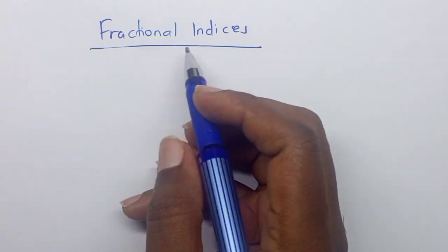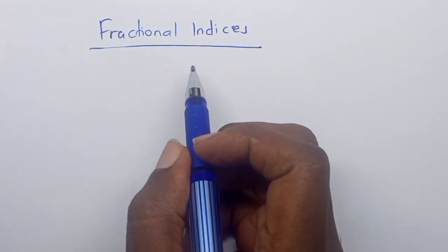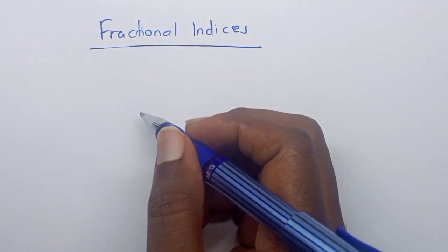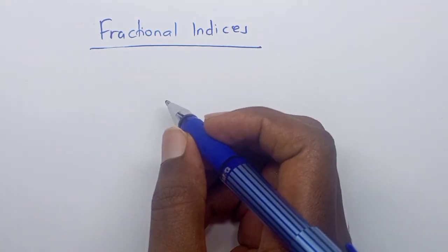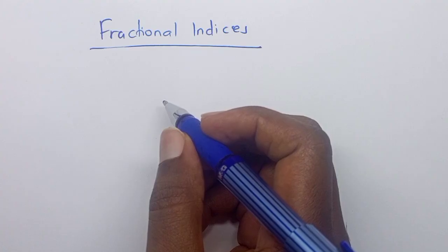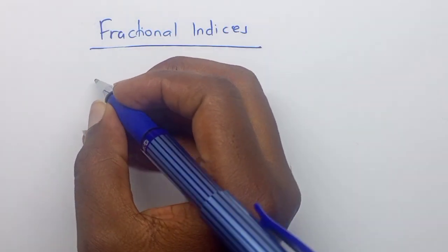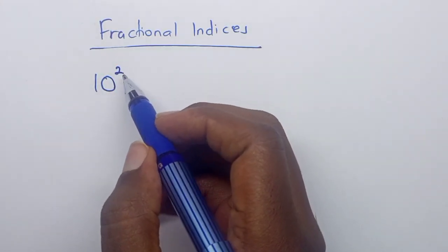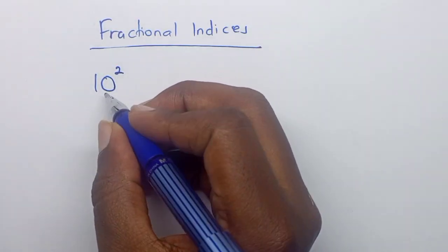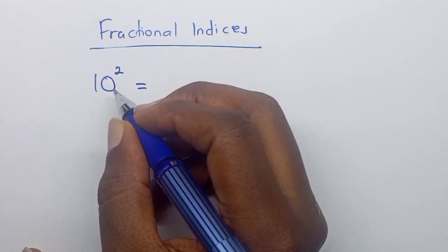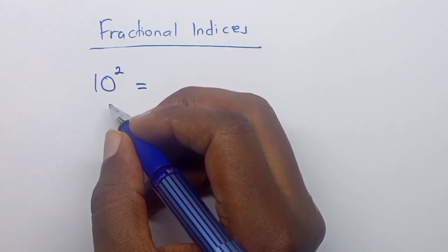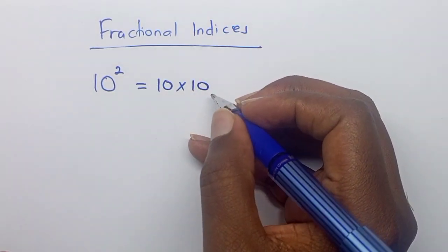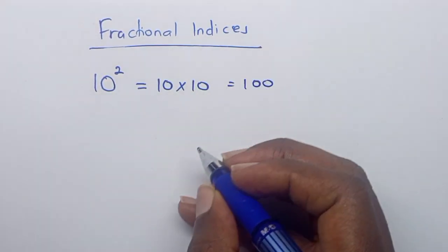Let's look at fractional indices. So indices are also called powers. Now a power is a number that tells another number how many times it needs to multiply by itself. For example, if you have 10 power 2, so 2 is the index or the power. So this one is telling us that 10 needs to multiply by itself twice. So 10 times 10, that is what it basically means, which equals 100.